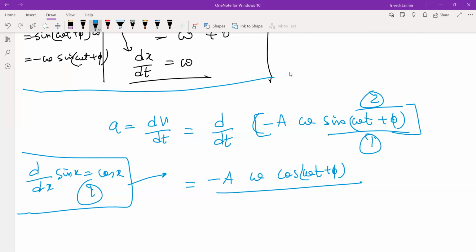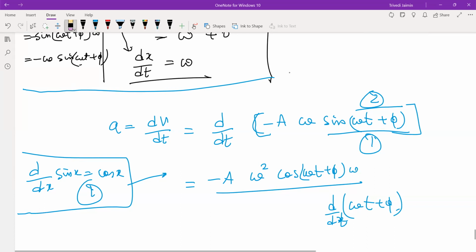No, you're saying this one? Okay. But did you differentiate this second part, omega t plus phi? If we differentiate, what will I get? One more omega will also come out. Yeah, so that will be omega square here. Yeah, I didn't know whether to add or multiply. No, omega into omega will be omega square. Okay.